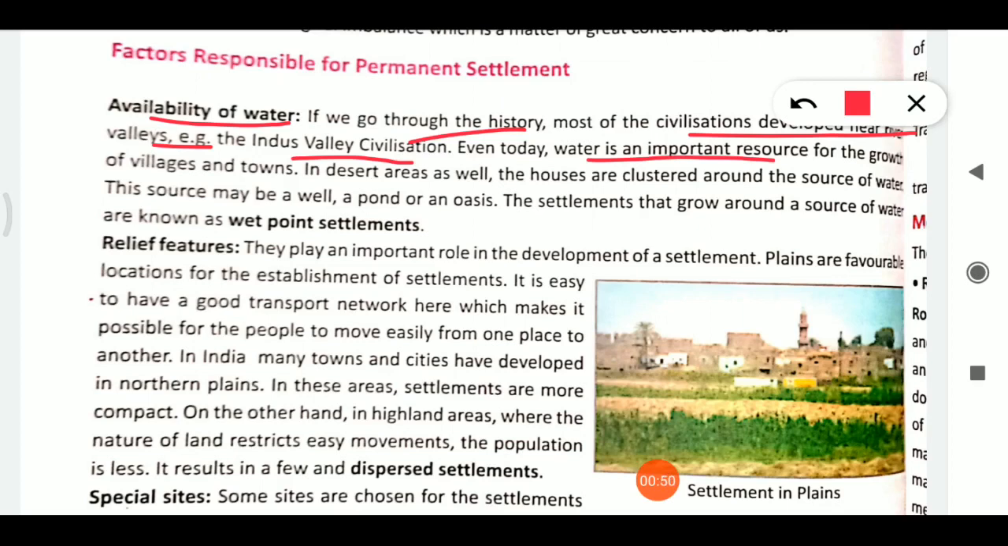If we talk about the desert areas, then houses are clustered around the source of water. This source may be a well, pond, or an oasis. What is an oasis? Oasis means a desert area having water and plants. The settlement that grows around a source of water is known as wet point settlement. Okay, this is an important thing. What is wet point settlement? A settlement that grows around the source of water.